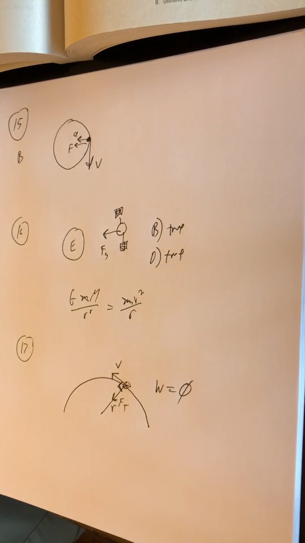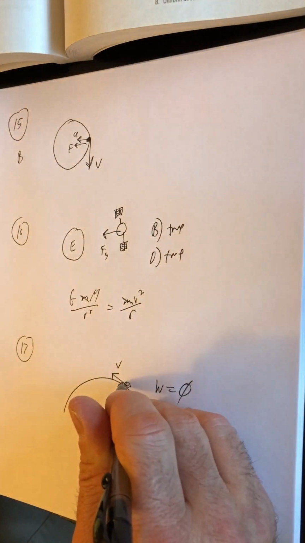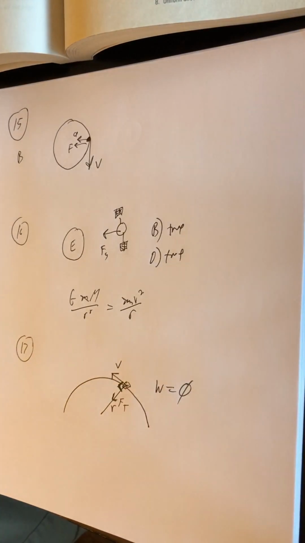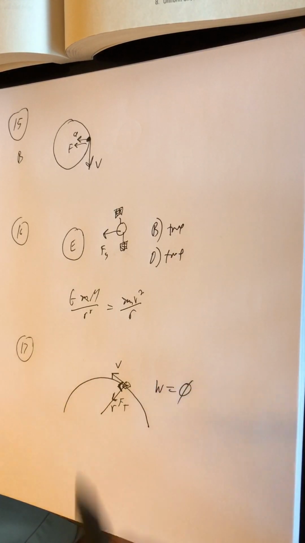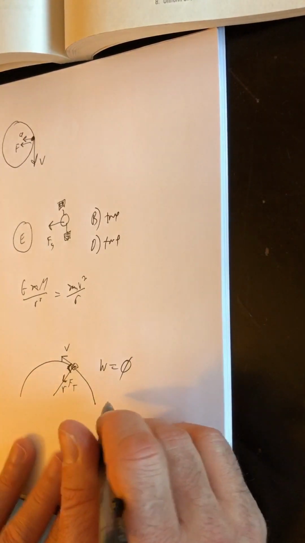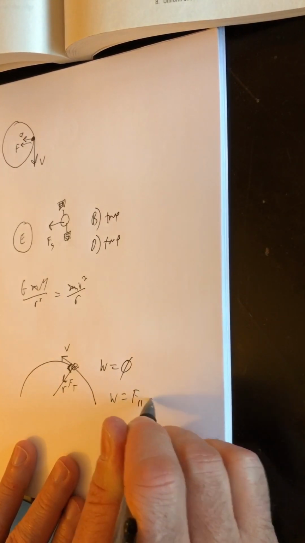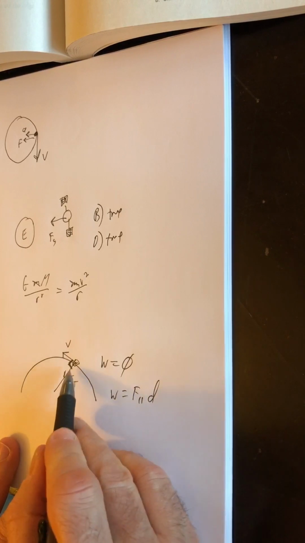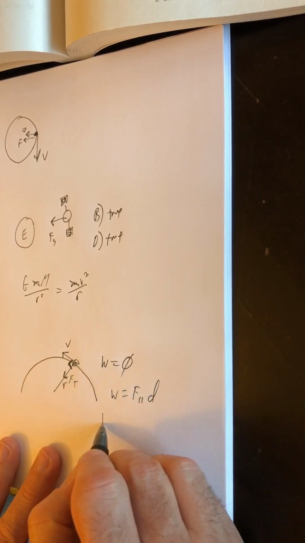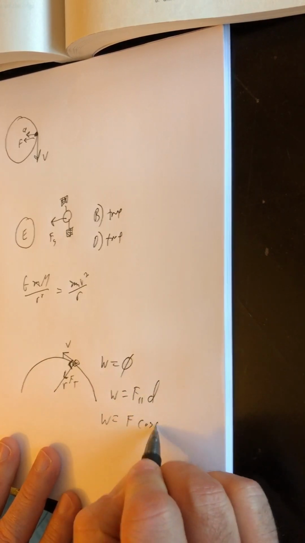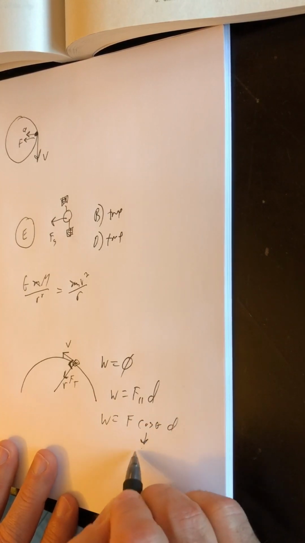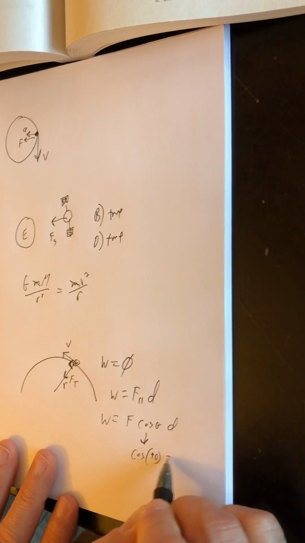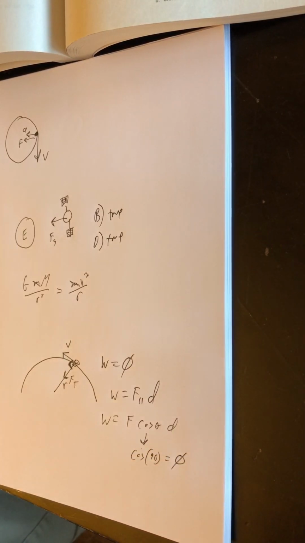There's going to be no work there because the force is always perpendicular to the motion. At any given moment, the motion is perpendicular to the force, so the work is going to be 0. Work is the force that's parallel to the distance. There's no component that's parallel, or you could say work is force cosine theta times the distance, and cosine of 90 is 0, so there's no work.